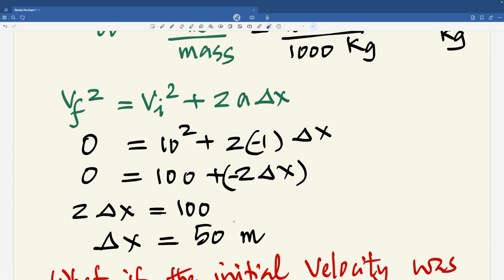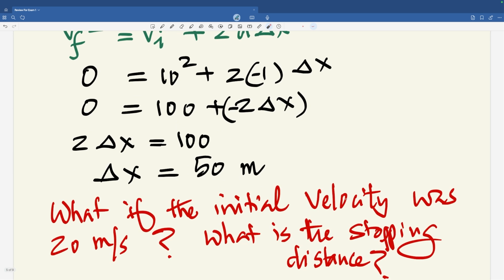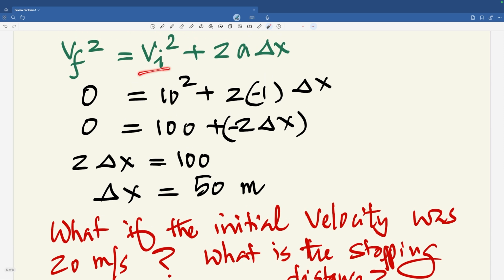But I have a sub-question, or part B. What if the initial velocity was, instead of 10, what if it was 20? So you double the velocity. What is the stopping distance now? Do you have to do the whole thing again? Well, you could, but you could save time. You could just look at, oh, this is the quantity that changed. The initial velocity changed. And there is a square on that.